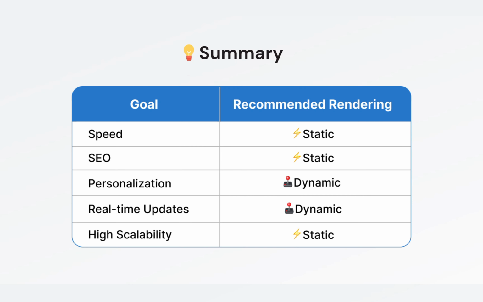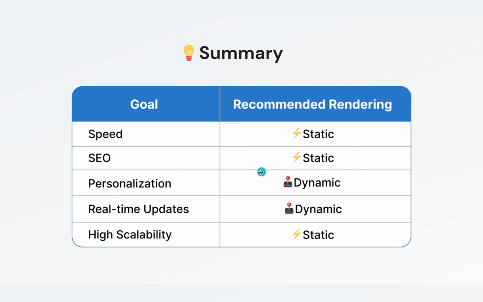Let's quickly wrap things up with a summary to help you choose the right rendering method based on your goals. If your main goal is speed, then static rendering is the best bet. Pre-rendered pages load almost instantly because they are already generated and ready to go. For SEO, static rendering also comes out on top because search engines love fast-loading, stable pages with consistent content, and static pages deliver exactly that.